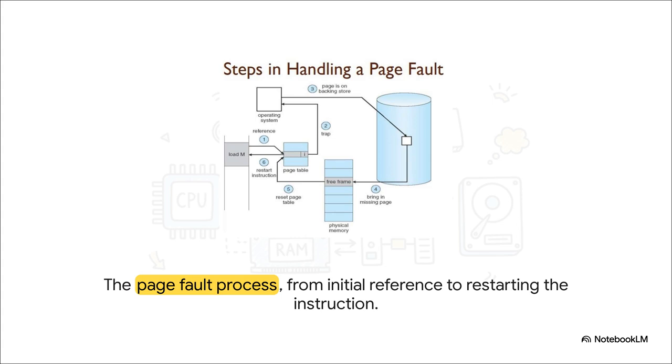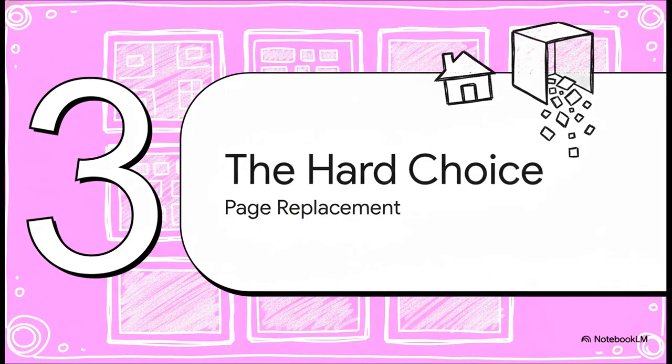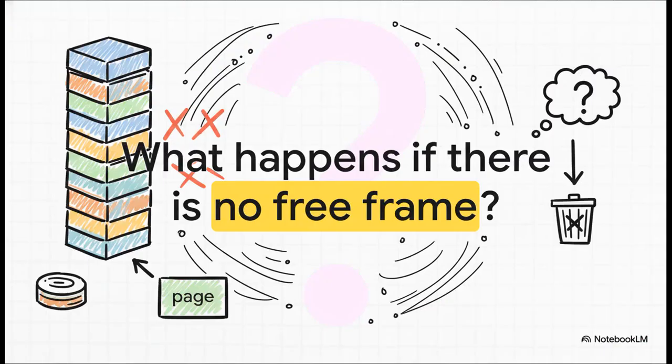Pretty slick. Now that whole process works perfectly as long as there's a free frame, but on a busy computer, memory is prime real estate. So what happens when there's no room at the inn? This is really the million-dollar question in memory management. If a page fault happens and every single frame in your physical memory is already taken, how on earth do you make space for the new page you desperately need to load in?